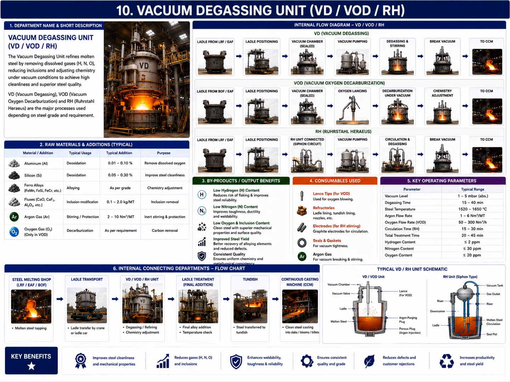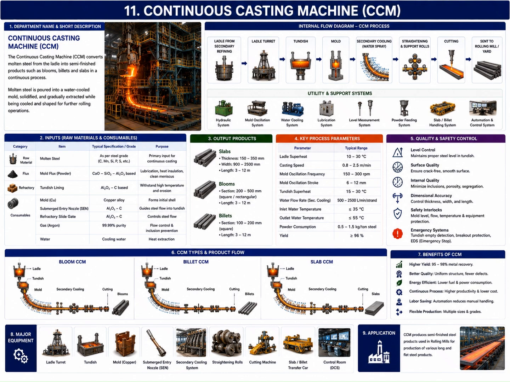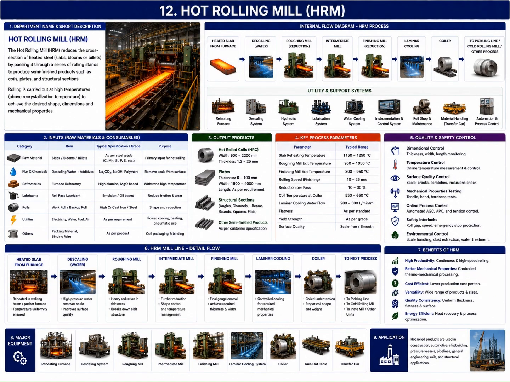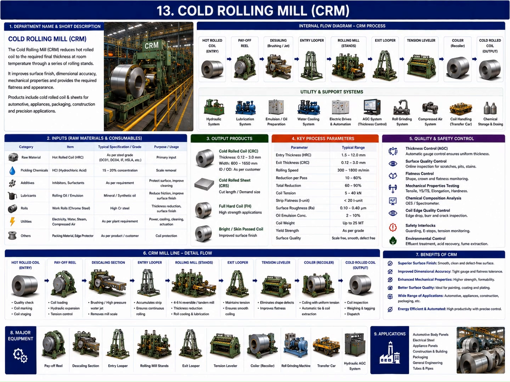The coke oven plant converts coking coal into coke. Coal is heated without oxygen at high temperatures. Coke acts as fuel and reducing agent inside blast furnaces. The process is called carbonization. Coke provides strength and heat for iron making. Proper coke quality improves furnace productivity. Several useful byproducts are generated here.